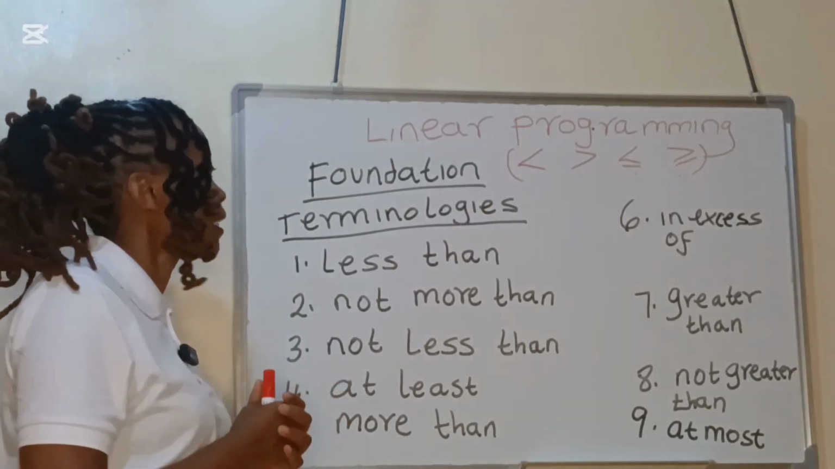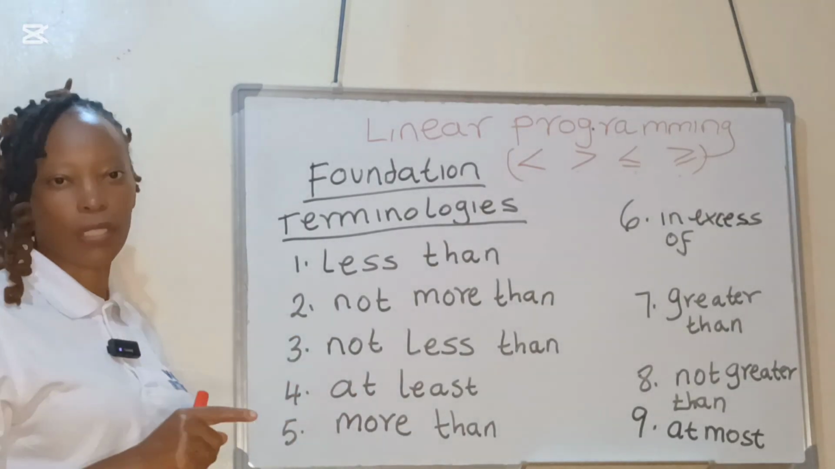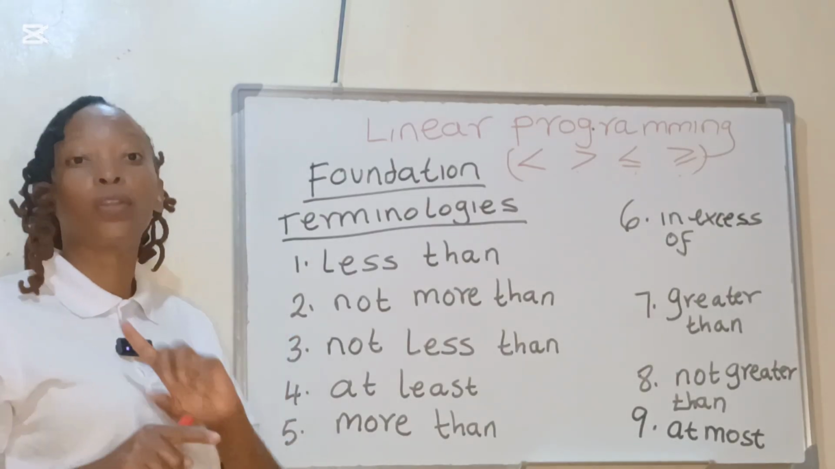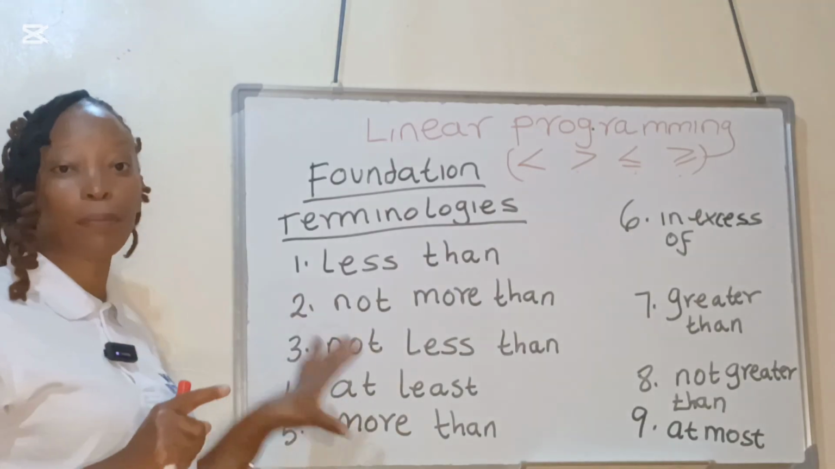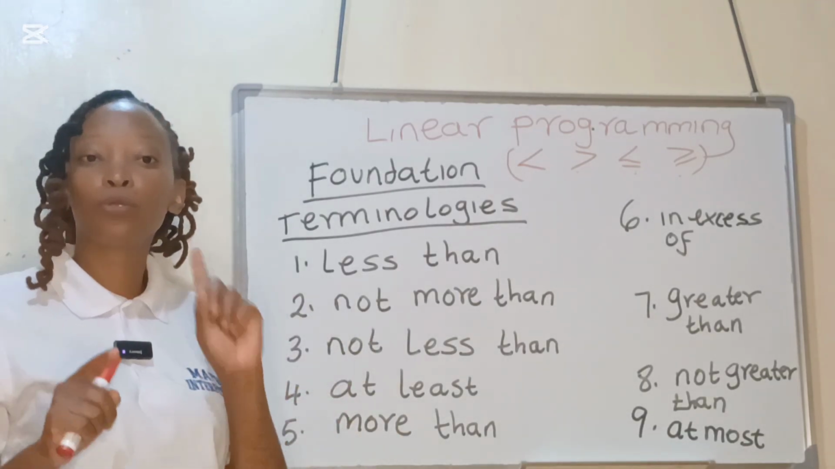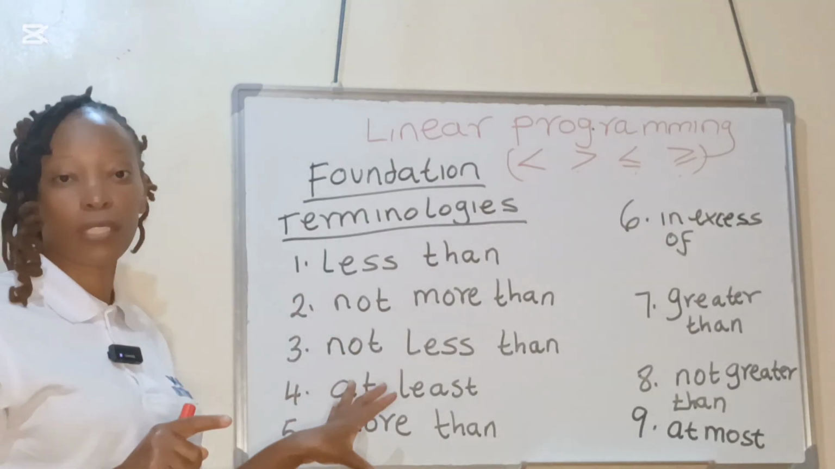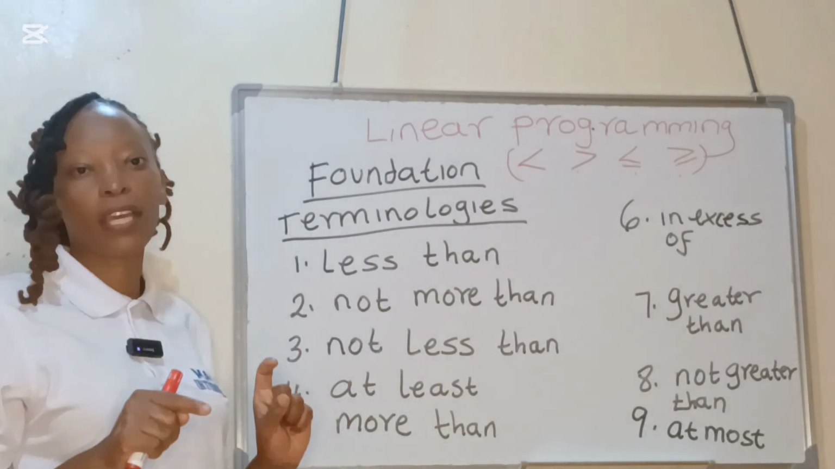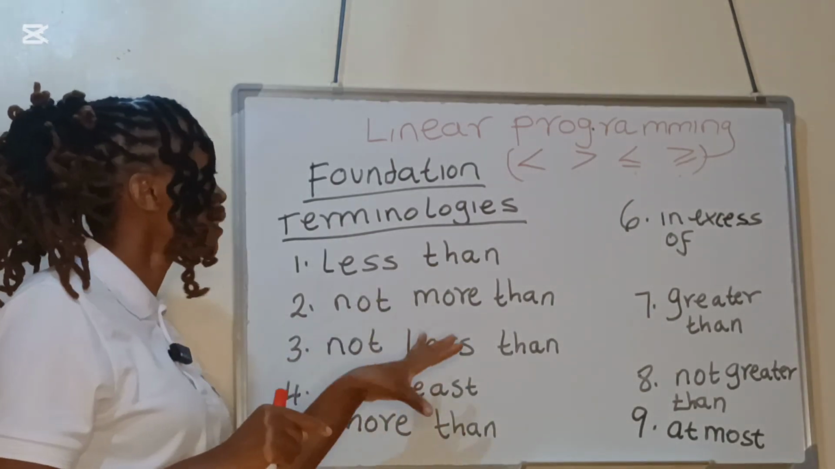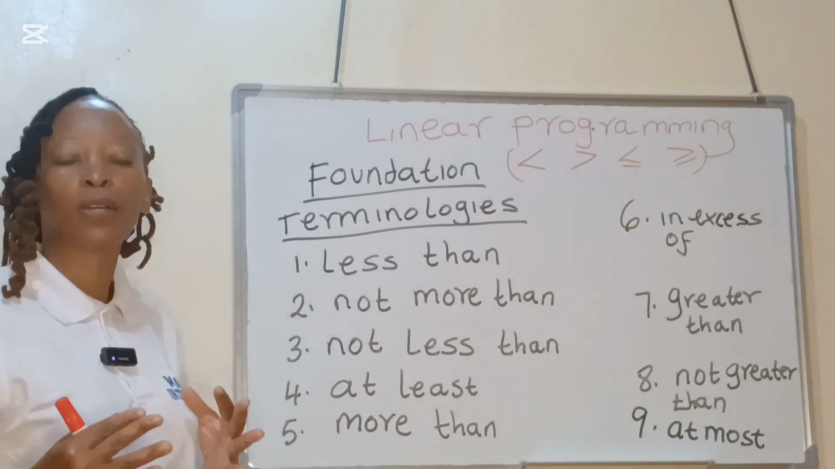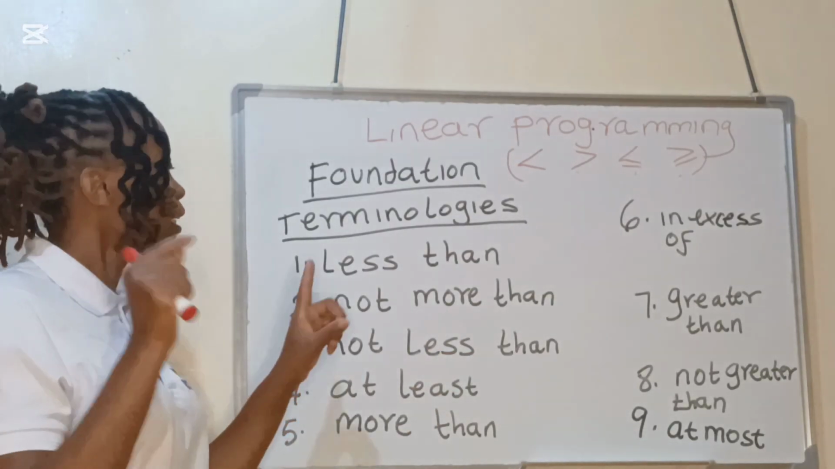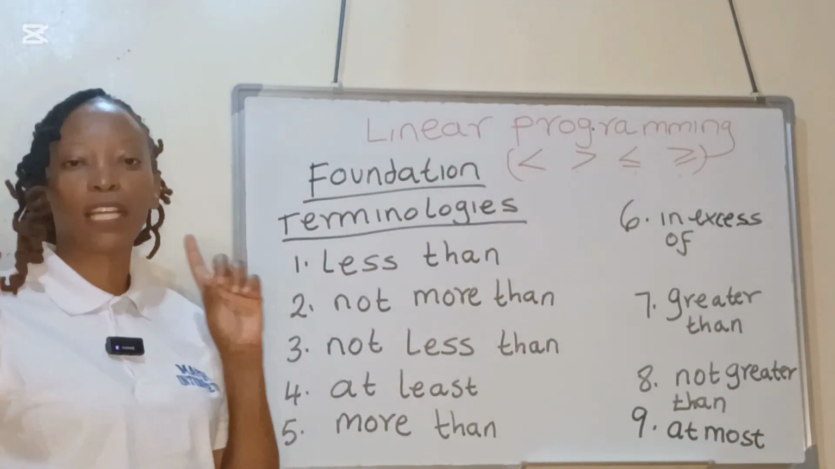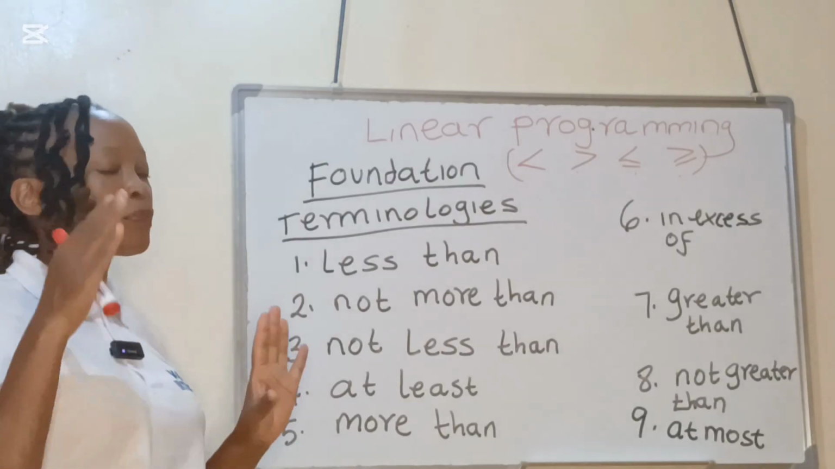I have done my research and I have come up with 9 terminologies. These are the terminologies that you are going to come across when you are tackling questions on linear programming. You have to know how to interpret these 9 terminologies. How do you interpret them? Using linear inequality symbols. When you are given something like not more than, you have to be able to interpret it. Which sign do you use to interpret not more than? I told you we have 4 signs that we use in linear inequalities. I'm going to explain them right now.